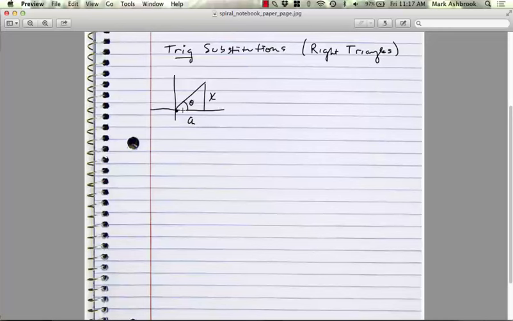So then, in that case, what is the length of the hypotenuse? I've got x is this leg, and a is this leg. x is our variable of the integral, and a is some constant, some number. What is the length of the hypotenuse then? The root of a squared plus x squared. Yep.